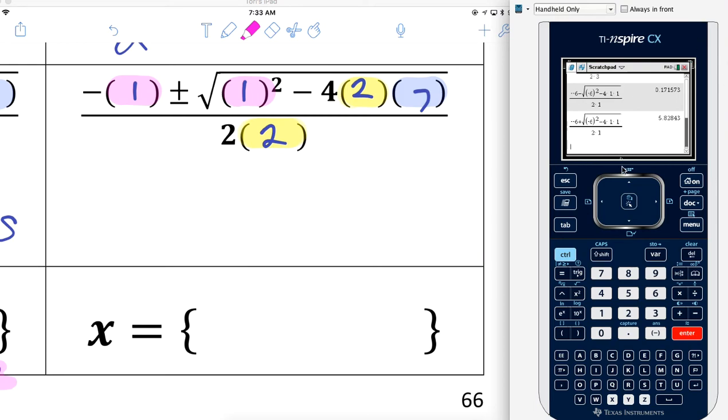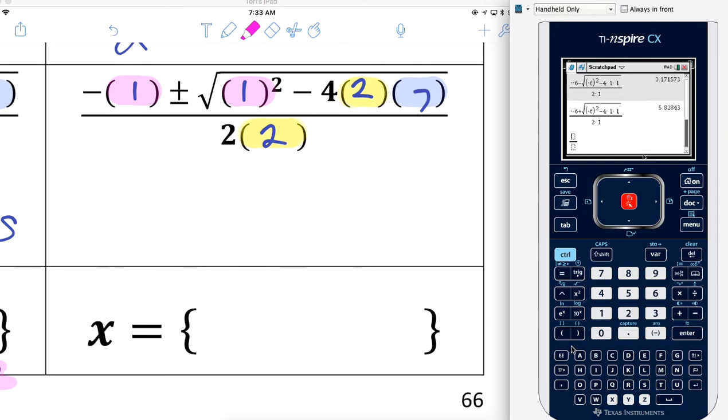Notice that I'm not copying and pasting between questions. I am typing each question in new. That's going to keep you from having problems with the parentheses and your negative signs, okay? You can copy and paste in the same question to go minus and plus, but you need to type it in again when you have a new problem, okay?